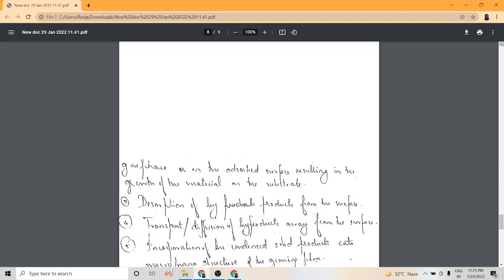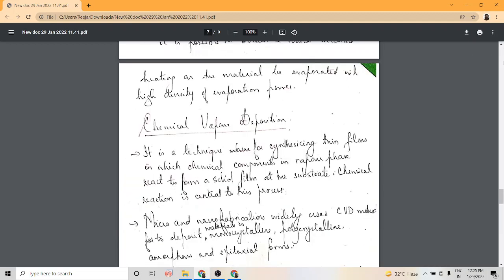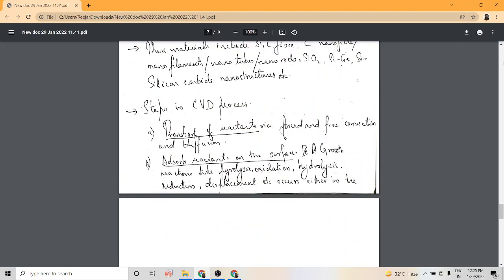So, these are the 5 steps involved. I'll repeat once again. The first step is transportation of the reactants into the chemical vapor deposition chamber by means of forced and free convection and by diffusion. Then the second step is adsorption of reactants on the surface. Now, for the growth mechanism to take place, chemical reactions like pyrolysis, oxidation, hydrolysis, reduction, displacement, etc., will occur either in the gaseous phase of the reactants itself, or the reactants will adsorb onto the surface of the substrate and the chemical reaction will take place.